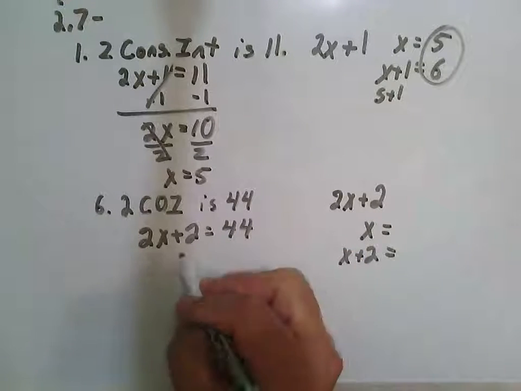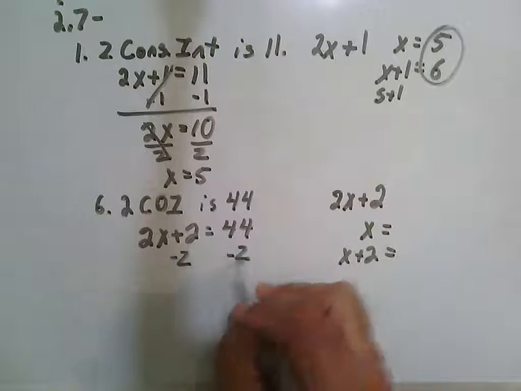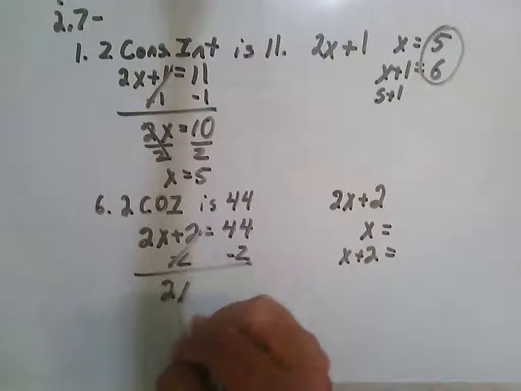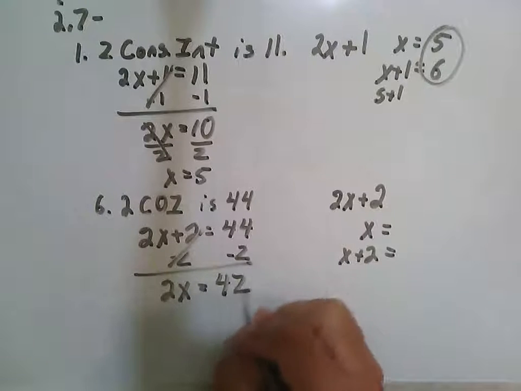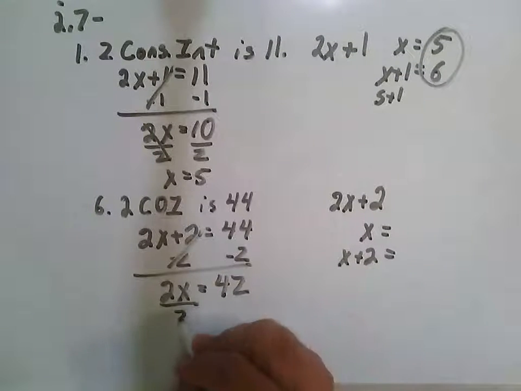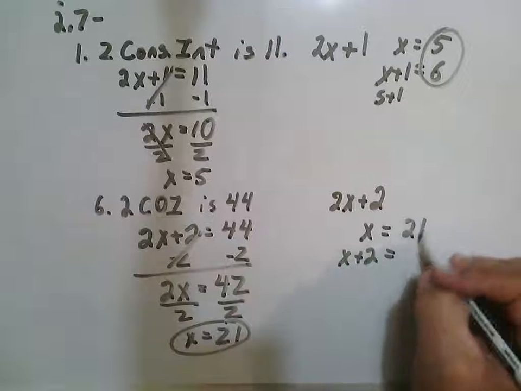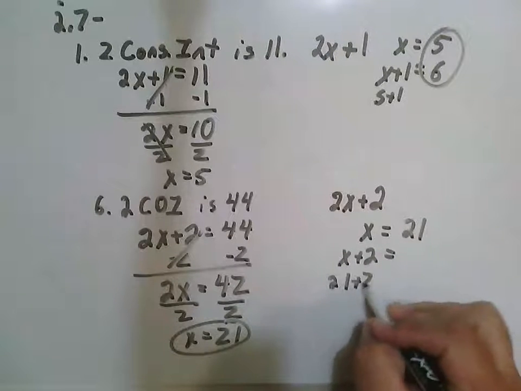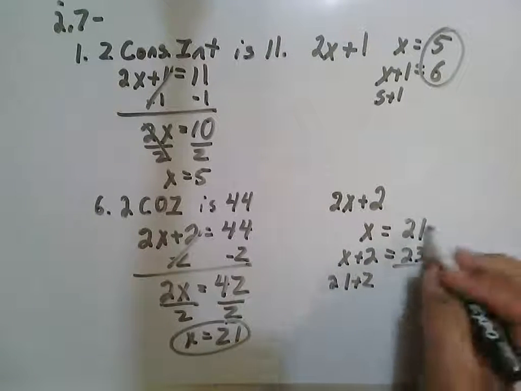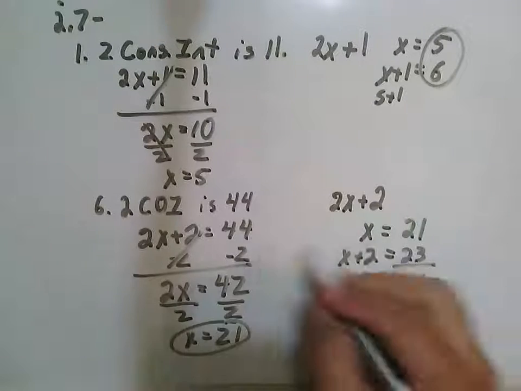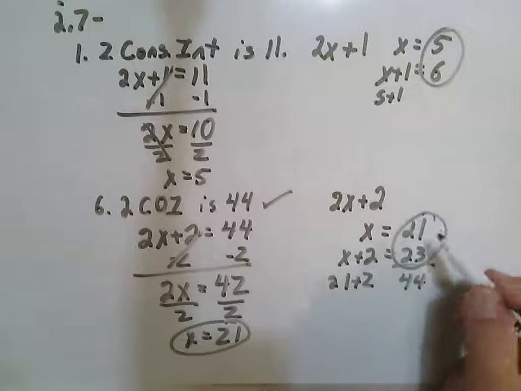Once again, solve it just like we solve anything else. Subtract 2 from both sides. That's going to give you 2x is equal to 42. Divide both of them by 2, and x is going to be equal to 21. So that's half of it. So my 21 is going to be here. The next one's going to be 21 plus 2, which is going to be 23. Add those together, that will put me at 44, which is where I need it to be. So those are my two numbers.